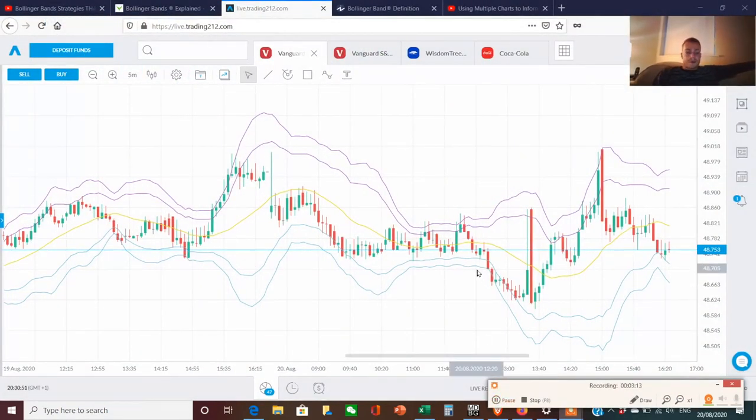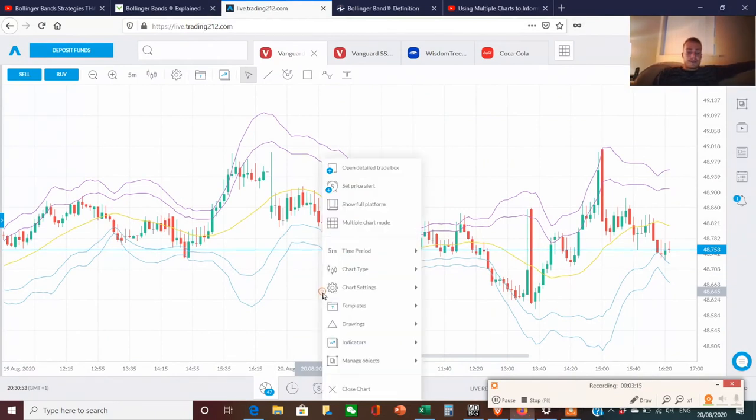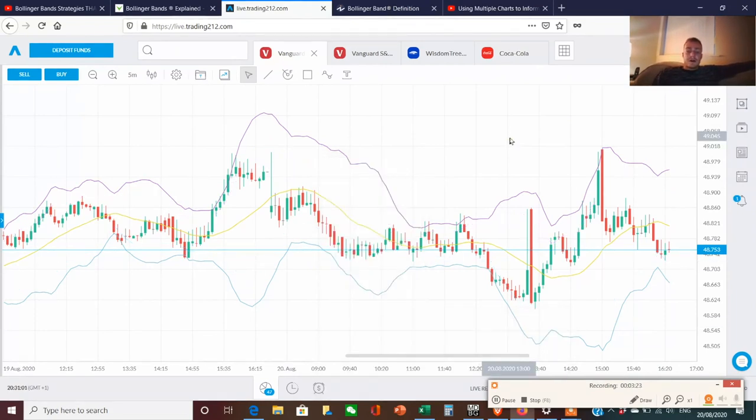Are we running? Yes, we're running. Right, so the way you do this to remove it is you just press Manage Objects, and then you go to Indicators, and you would remove the one with the two standard deviations. So now this one is three standard deviations.